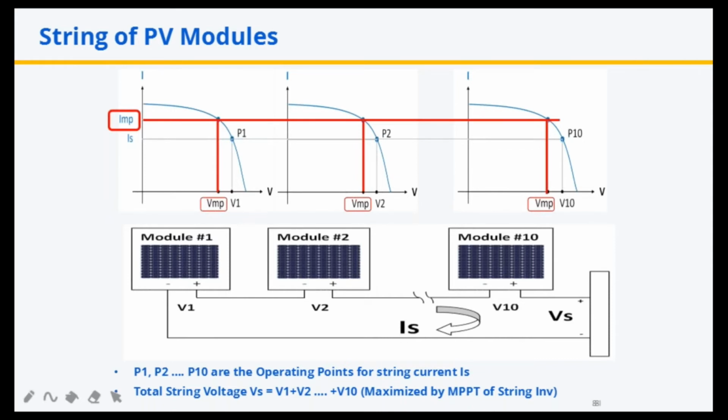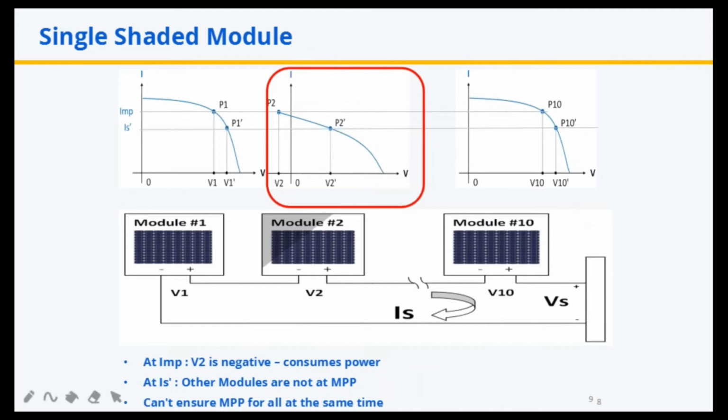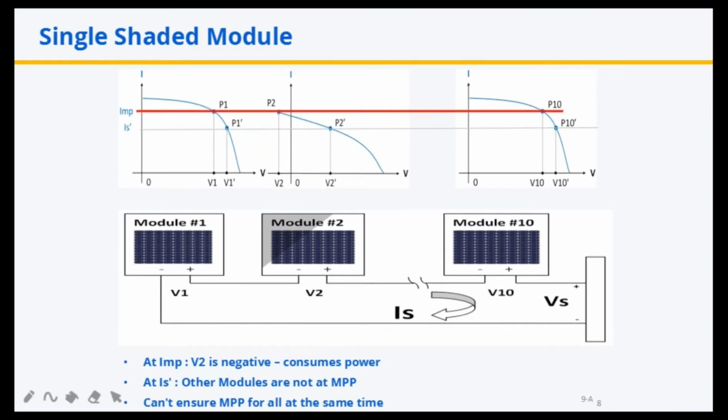But what happens when one of the modules is shaded? Let us find out. Let us suppose the second module is partially shaded. As a result, the IV curve of this module is modified. The current output is a little less than the other modules. If the string inverter continues to draw the current IMP, we find that IMP is more than even the short circuit current of the second module, so it does not intersect the IV curve of the second module at all.